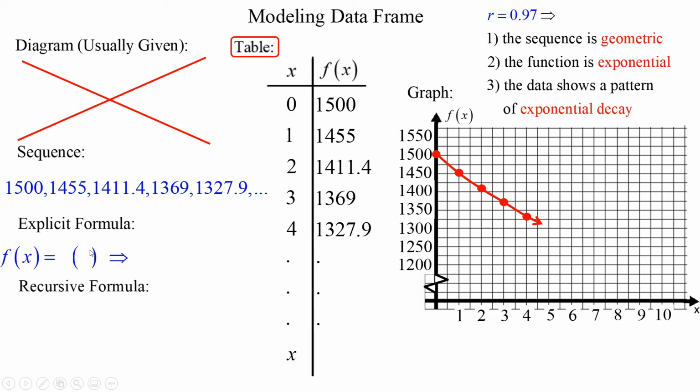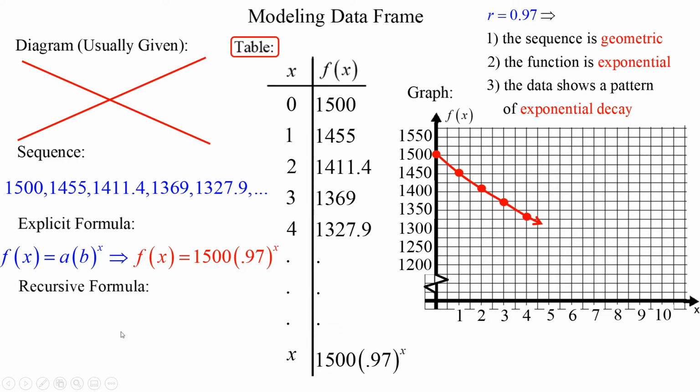Okay, now let's go to our explicit formula, which we already did on the previous slide, but let's do it one more time. So exponential with a first x of 0, that's going to be f of x equals a times b to the x power. Or f of x equals, and a is your first output, f of 0 here, 1,500. B is your common ratio, which is 0.97 to the x. And now, let's put this down here.